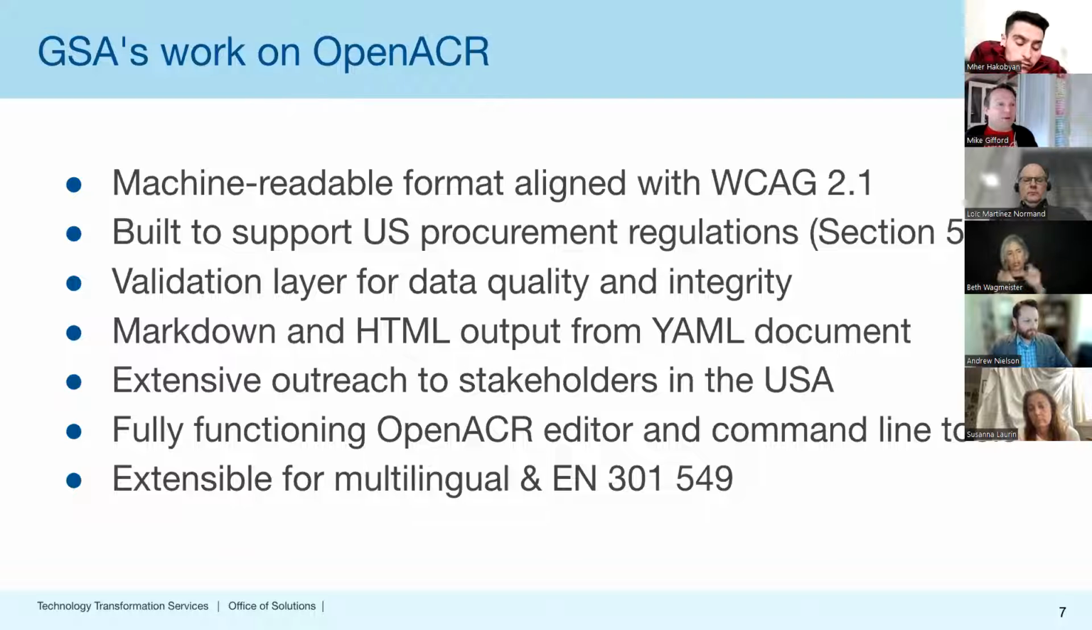We've built a fully functioning OpenACR editor as well as some command line tools that make it easier not only for somebody to create these reports, but to validate them. If somebody sends you an ACR, it can be evaluated to make sure that it's a valid document format, which again is something that isn't available within the VPAT structure.